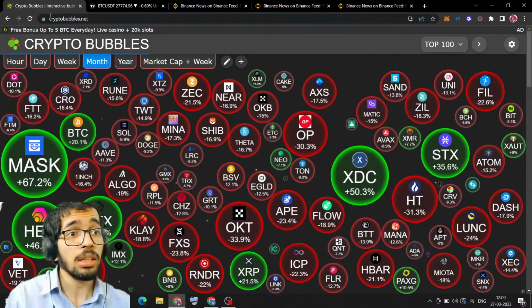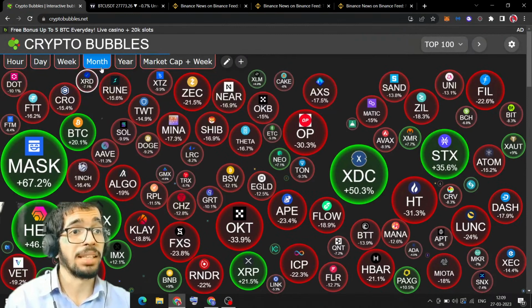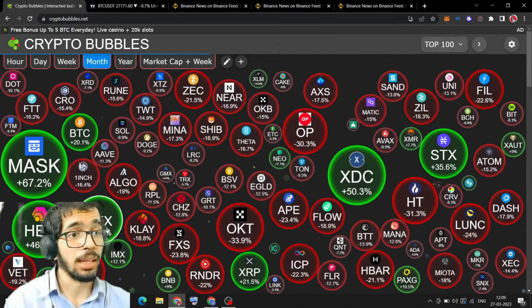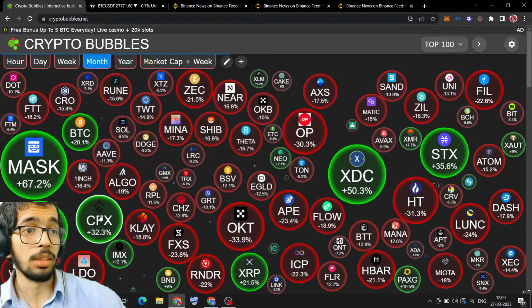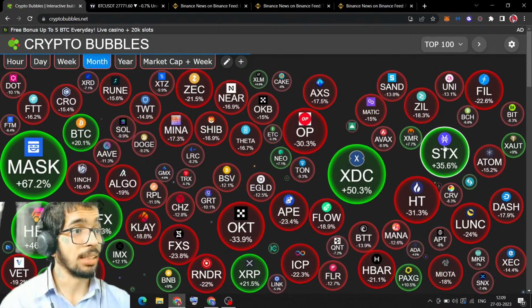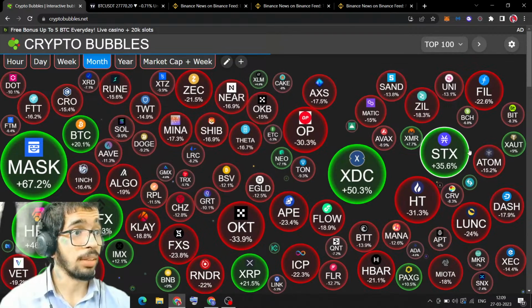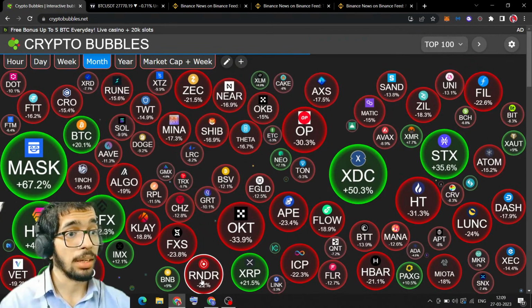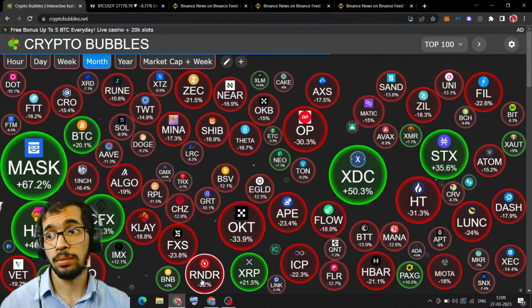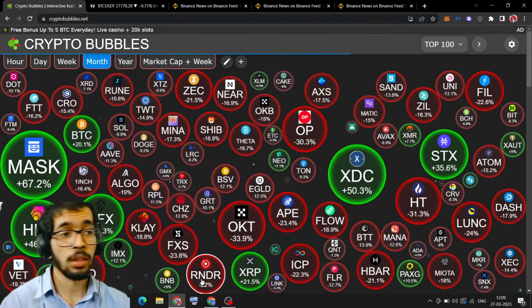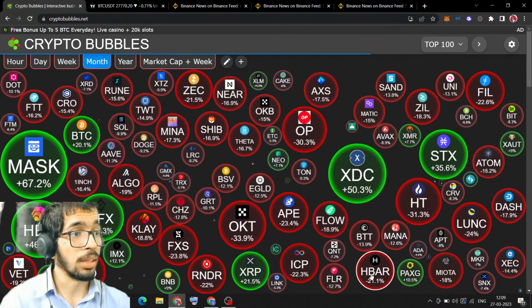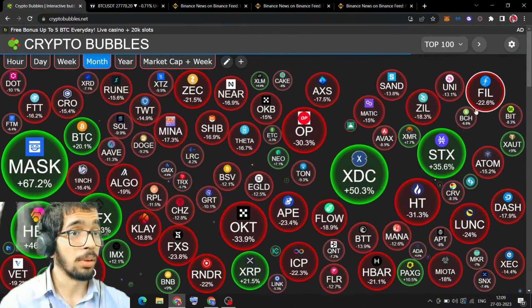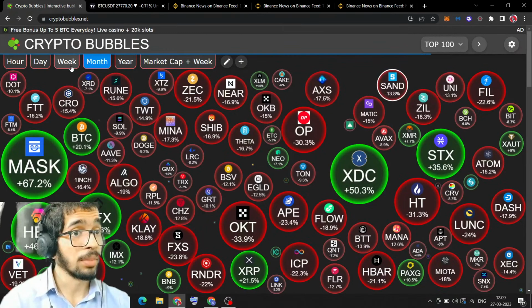Okay, so here's the bubbles of the monthly. On the monthly, MASK is pumping, then CFX. You can see here CFX, then XDC, then STX. Okay, so we need to see whether we need to short this also, STX, then XRP, Render 22% down, then Flare Network, then HBAR, then HT, Luna, Dash, File. Let's check on that also.